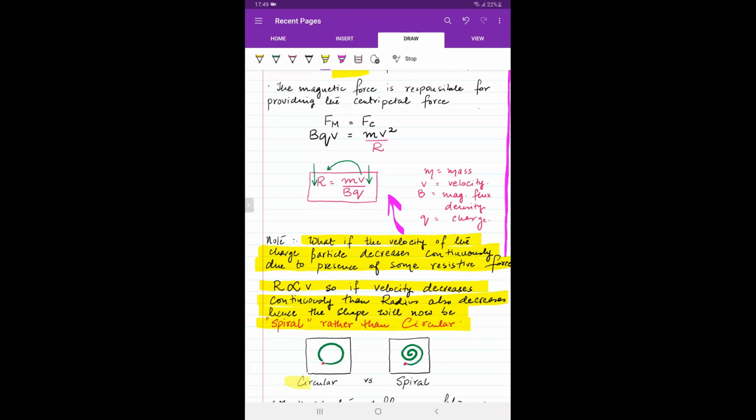I have drawn it below. So if a charged particle is moving in a magnetic field and the velocity remains constant, then the radius of the circle will also remain constant. So then it will be a perfect circle, so as to say. But if due to some odd reason the velocity keeps decreasing continuously, then the radius will also keep decreasing. And in that case, the shape will resemble more like a spiral as opposed to a perfect circle.